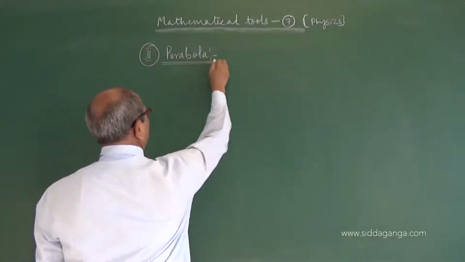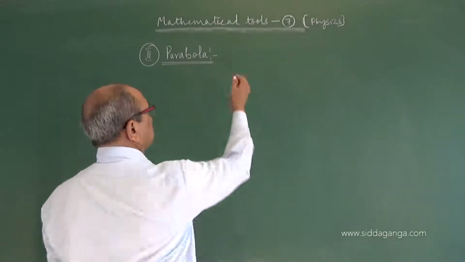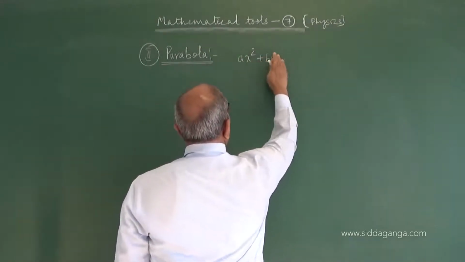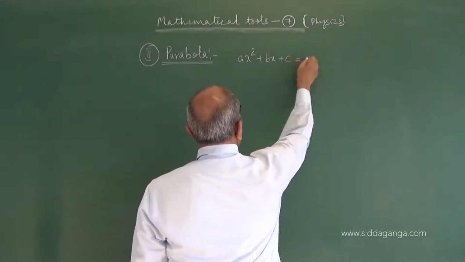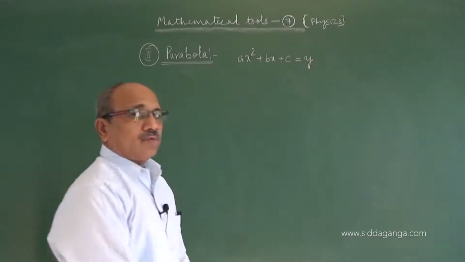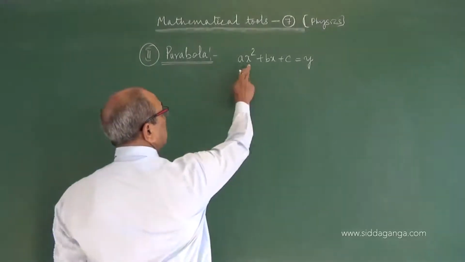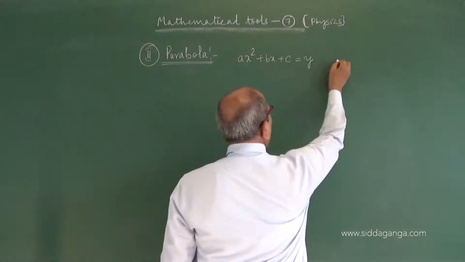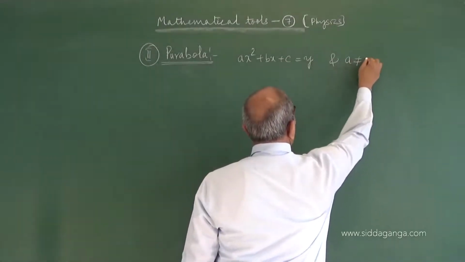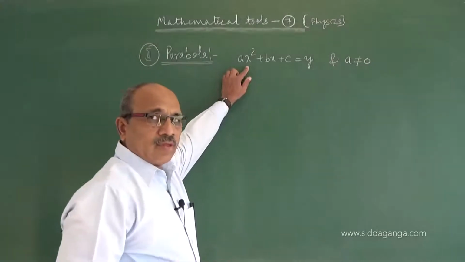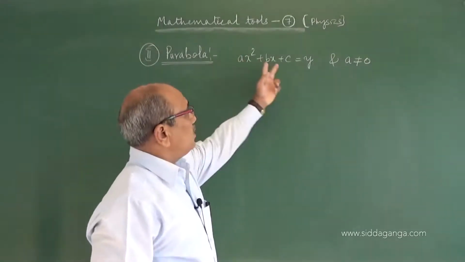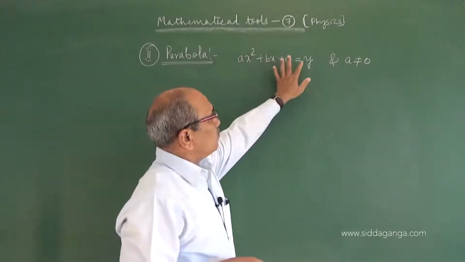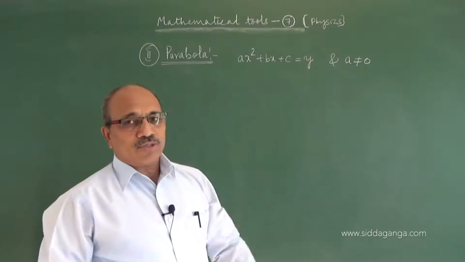It is a shape of curve obtained by using some equation. If the equation is of the form ax square plus bx plus c equal to y, where x and y are variables, a, b, c are constants, and a should not be 0. This term should exist. Otherwise, if it becomes 0, then it is a linear equation and we get a straight line. ax square plus bx plus c equal to y, with a not equal to 0.